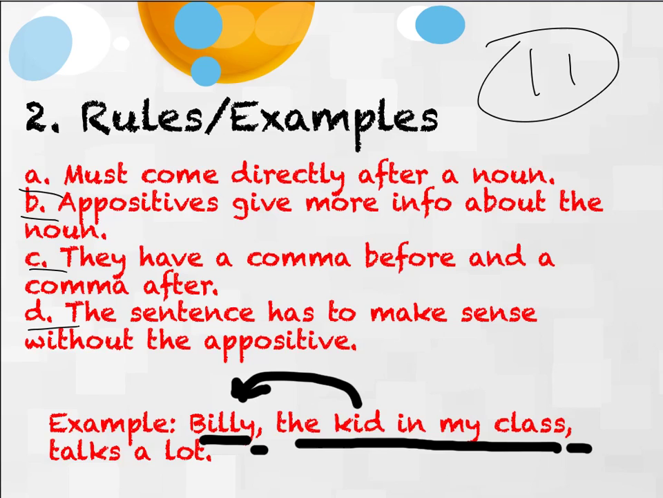Now the fourth rule, D, the sentence has to make sense without the appositive. The easiest way to check this is you just cross out the appositive and you read the sentence. Billy talks a lot. That makes sense. So that means we used the appositive correctly. Again, if you need more time, just pause the video. Let's move on to the next slide.